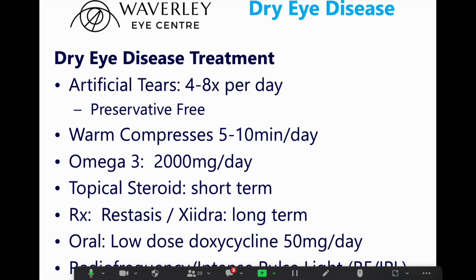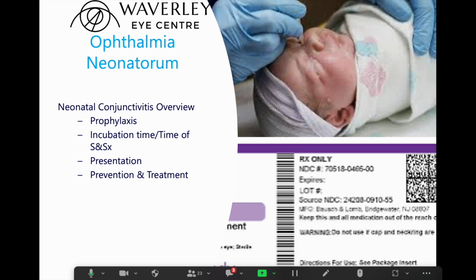Topical steroids we'll sometimes use on a short-term basis. Prescription drops like Restasis, Xiidra, and now we have Cequa. We're looking at cyclosporin. Cequa is 0.09%. These can be effective to reduce the inflammation in the glands, to reduce the dry eye symptoms. Oral low-dose doxycycline can be beneficial to reduce some of the inflammation. And I mentioned radiofrequency and intense pulse light, that we now have options there to treat these. So lots of things in our arsenal to go with.